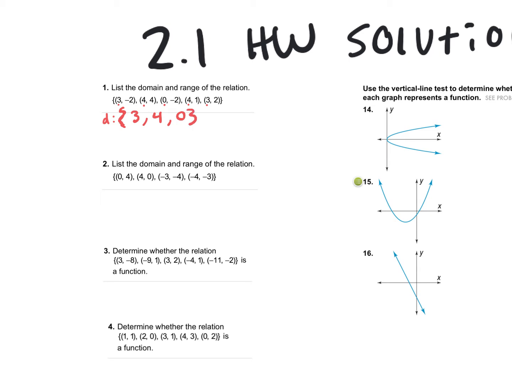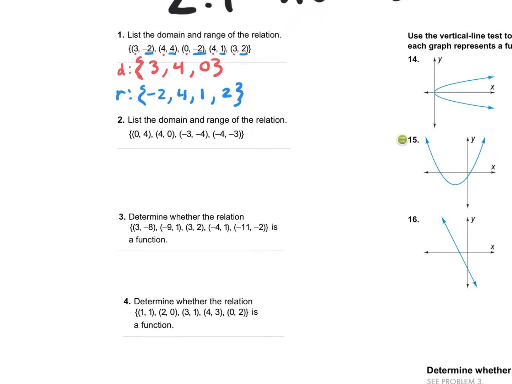So these are our 3 numbers in our domain, and then we're going to do the same thing for range. But range is our y values, so the second number in each pair. So we have 2, -2, 4, -2, 1, and 2. So in here we have -2, 4, -2 repeats, so we don't write it again, 1, and 2. And then we do the same thing for number 2.